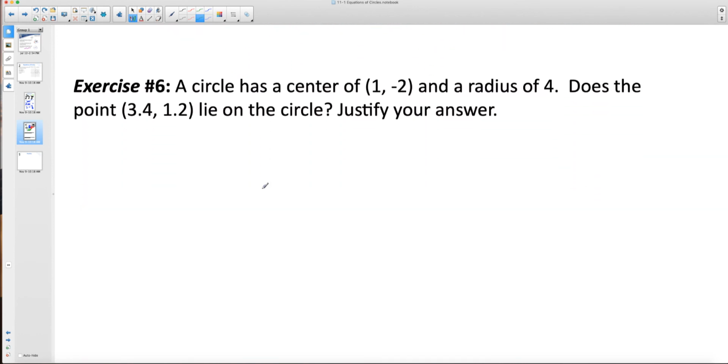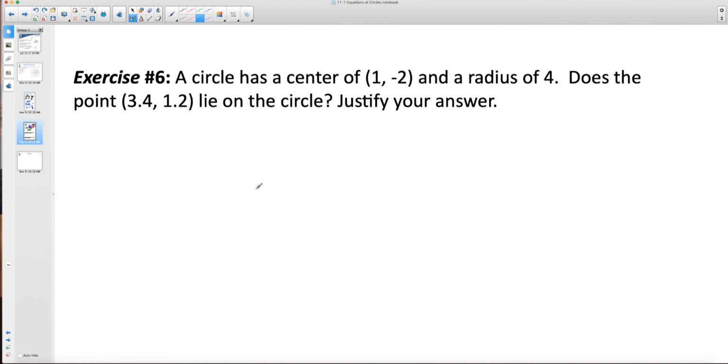Okay, just another type of question here. So it's talking about a circle having a center of 1, negative 2, and a radius of 4. We want to know if this point lies on that circle. Okay, so let's figure out what the equation of that circle is. So the equation of that circle is going to be x minus h squared plus y minus k squared equals r squared, so 4 squared is 16.